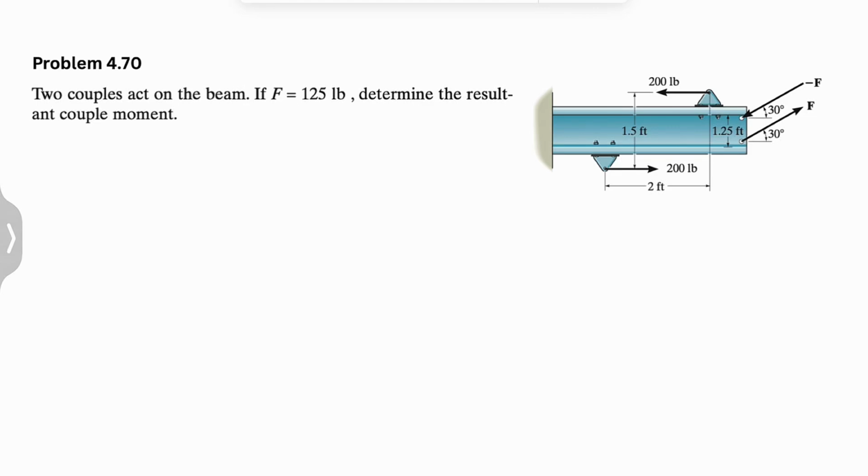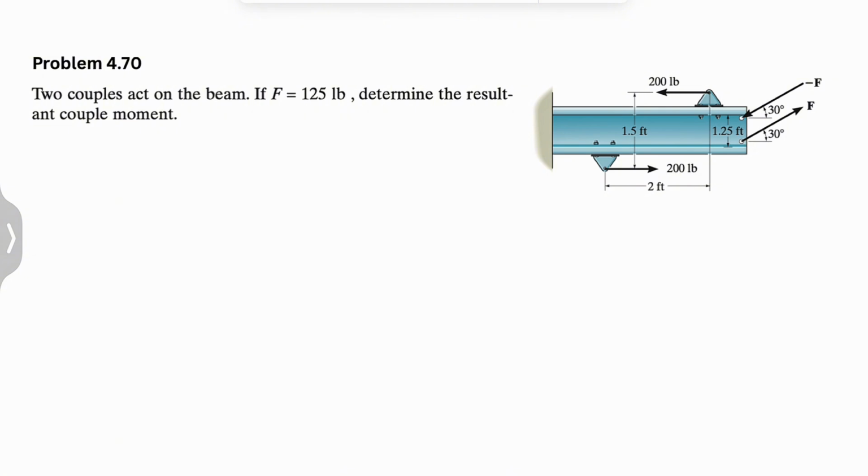All right, we're going to be solving another question from the Engineering Mechanics Statics by Hibbeler, and we're going to go over the concept of couple. In this specific problem, we have two couples acting on the beam, and we know that the force F is 125 pounds. We need to determine the resultant couple moment of these two systems.